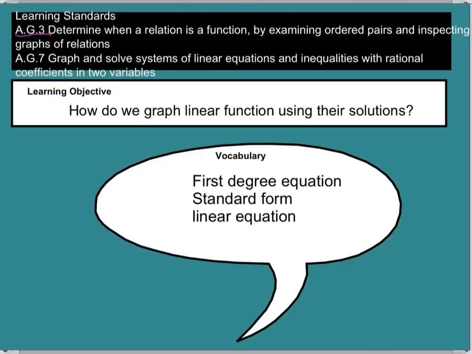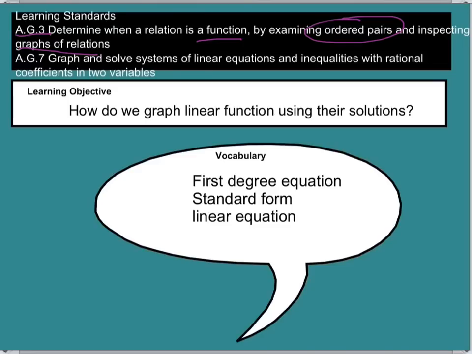So that standard is determine whether a relation is a function, which we talked about the other day, by examining ordered pairs and by inspecting graphs. So we've looked at ordered pairs before in the last lesson, and we've determined whether or not they were a function based on the ordered pairs. But now we're going to look at graphs and see if they are a function by looking at graphs of relations.